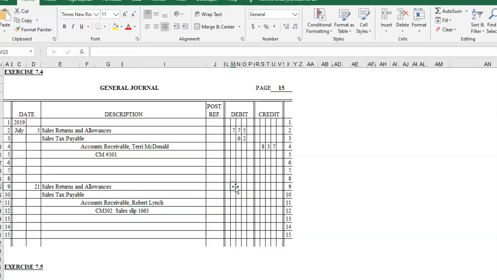Okay, so what are the amounts? We know the sales tax payable was $76. We know of the total purchase, coming back, 1,026. So that means what gets in the sales return and allowances is $950. Now exercise 7.4 is done.